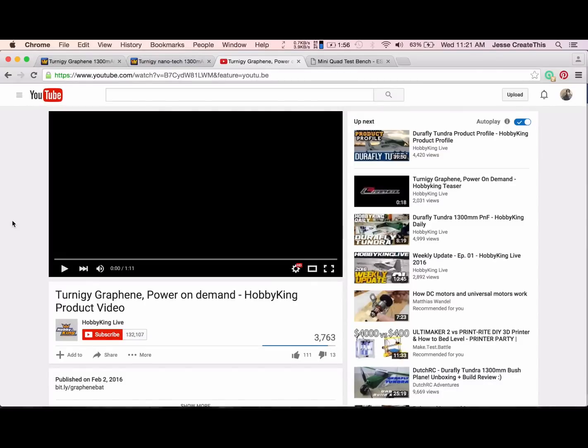Today I have some incredible news, in my opinion at least. I am a member of an RC multi-rotor group. One of our members, Ryan of Mini Quad Test Bench, mentioned today that he's been testing these new prototype batteries for a couple of months, and apparently they just went on sale. They are made with graphene. This is the first commercial battery that I've seen that uses graphene technology.